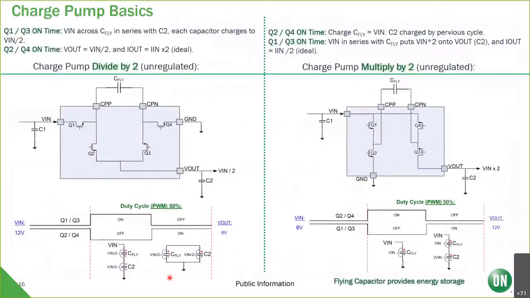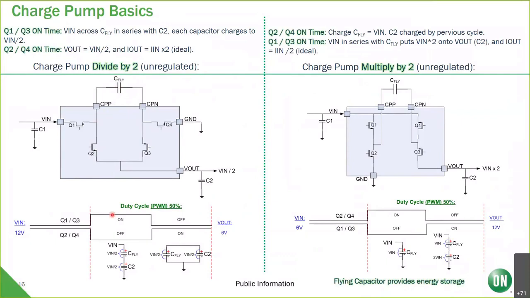Now for charge pumps, that's a little bit of a different approach. It's a DC to DC conversion. I'm going to show you two examples, a divide by 2 on the left and a multiply by 2 on the right. Basically, you have this switch configuration, 4 switches, and you have a flying capacitor that's external. In effect, the flying capacitor provides the energy storage that's done with the inductor in the switching buck and boost.